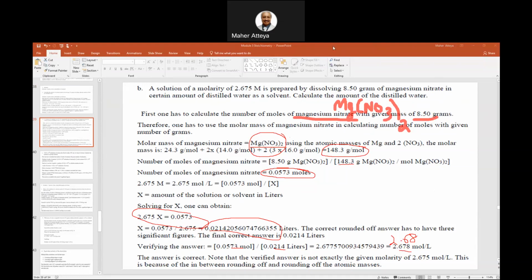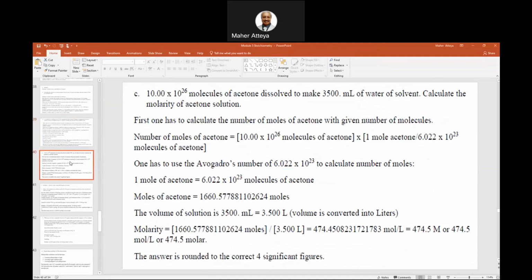So let's look at another example. Avogadro's number can be used in some of those molarity problems, especially in the lab. So here is given to us the number of molecules of acetone in a solution, this amount. And it is dissolved in this amount of milliliters. Calculate the molarity. Well, I need to get what out of this? The moles. So I use Avogadro's number to get the moles.